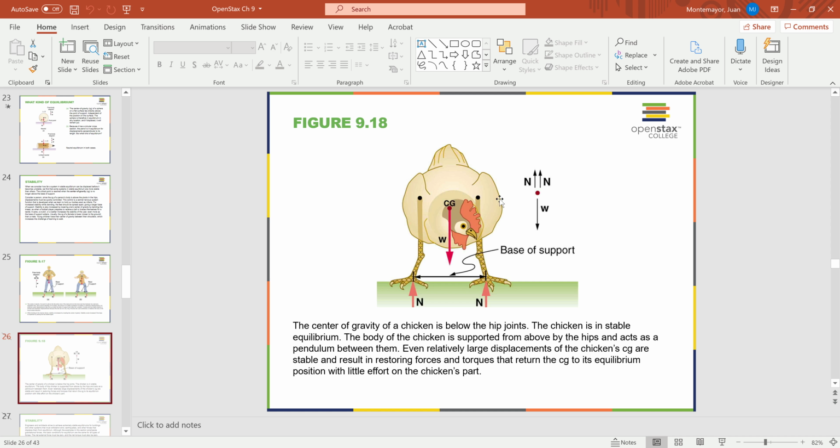So here for this chicken, the center of gravity of a chicken is below the hip joints. The chicken is in stable equilibrium. The body of the chicken is supported from above the hips and acts as the pendulum between them. Even relatively large displacements of the chicken's center of gravity are stable and result in restoring forces and torques that return the center of gravity to its equilibrium position with little effort on the chicken's part.